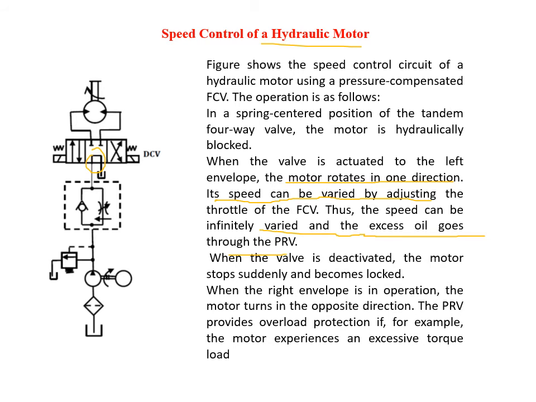So you can easily see that because of this particular flow control valve, we are controlling the flow going to this actuator, that is the hydraulic motor, and thereby controlling the speed of rotation in one particular direction. This is how, using this flow control valve, you can control the speed of a hydraulic motor.